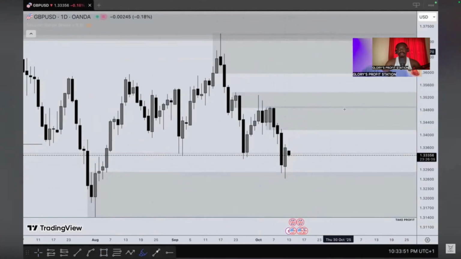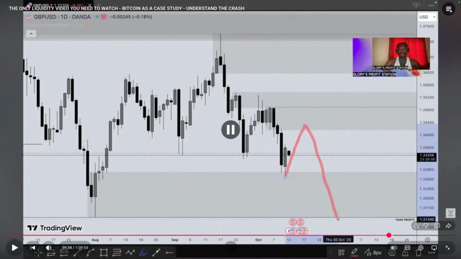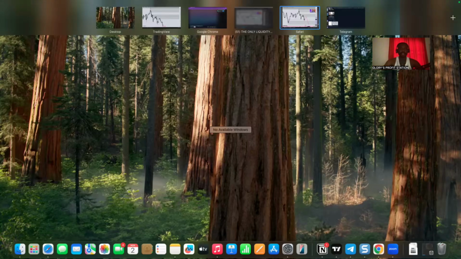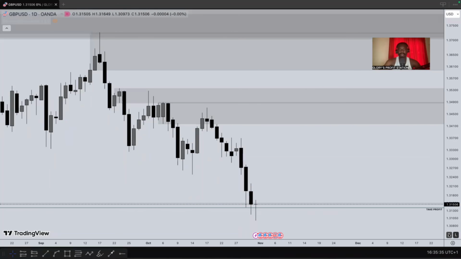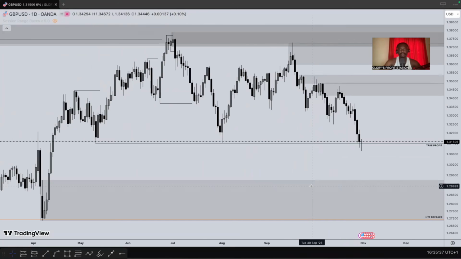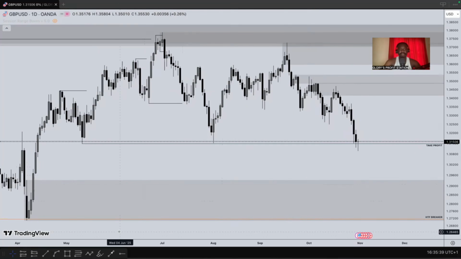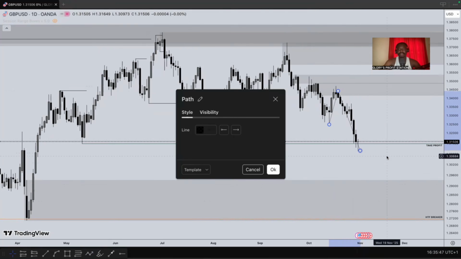Okay, so this is probabilities and possibilities. So you see where I drew that to? That was very intentional. I drew it all the way down to the take profit. Now look at GBP USD, current price action. Okay, that's that same level right there. And this is exactly what I did, projecting that we're going to sell all the way to the downside.